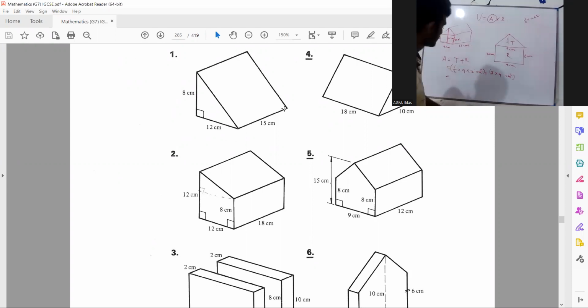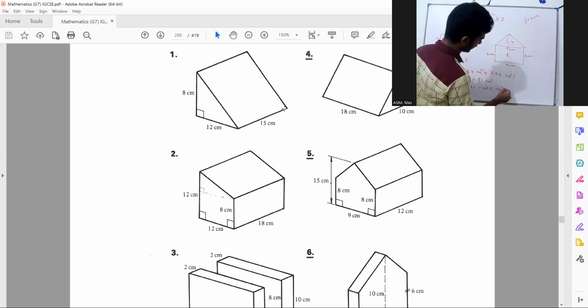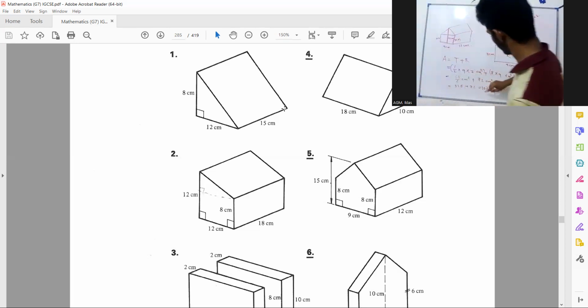Now here on the simplification. So half into 9 into 7. 9 into 7, 63. 63 by 2, 31.5 centimeter square, plus 8 into 9, 72 centimeter square. So 31.5 plus 72 is equal to 103.5 centimeter square.